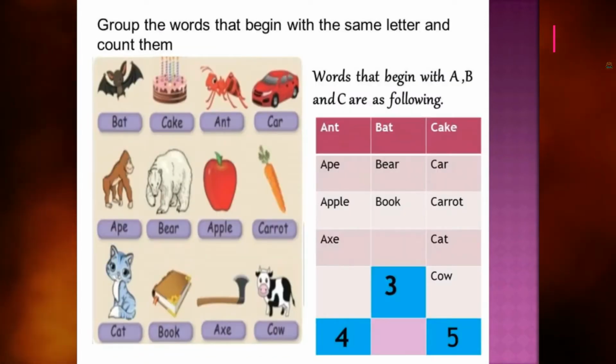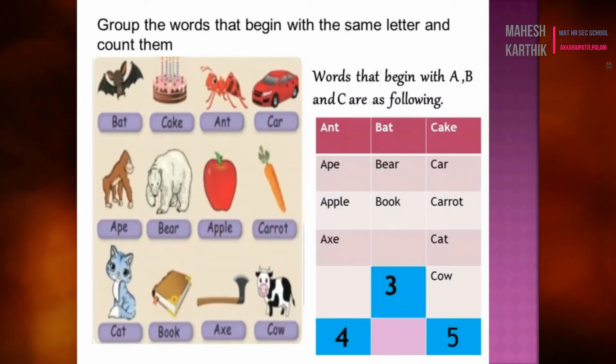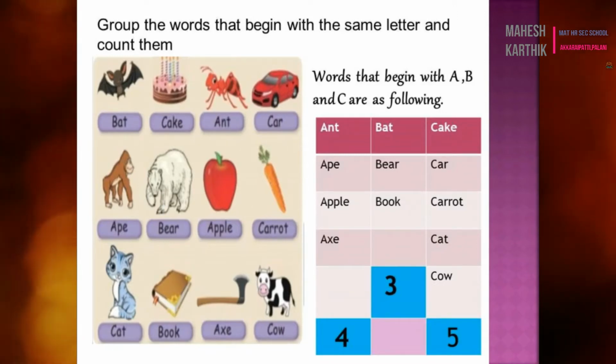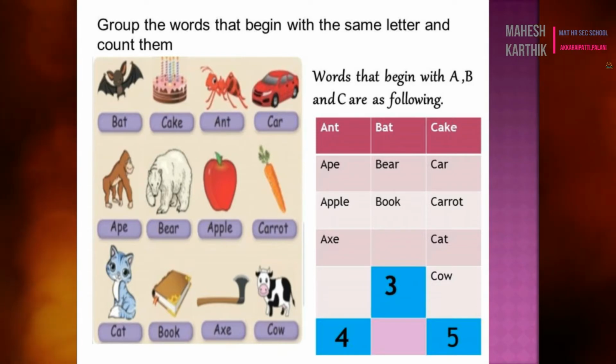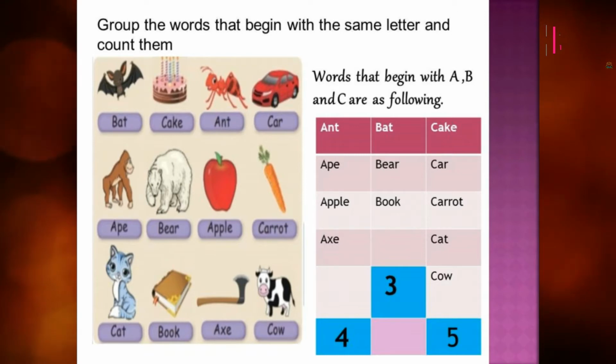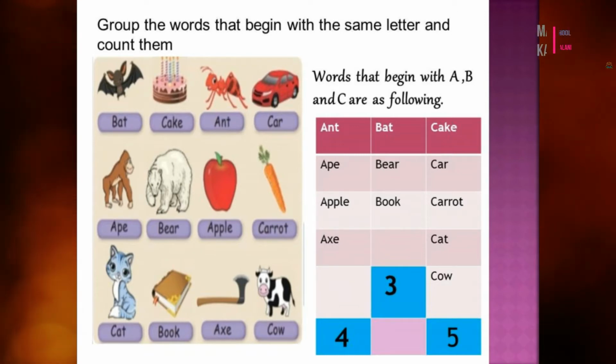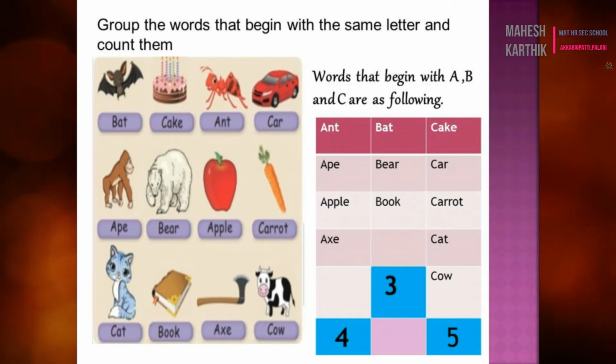Group the words that begin with the same letter and count them. Students, look at the picture. See the words. Here, they have given some words starting with A, B and C. We want to group the words beginning with A, B and C separately. Let's see the words starting with A. Ant, ape, apple, axe. How many words are there?